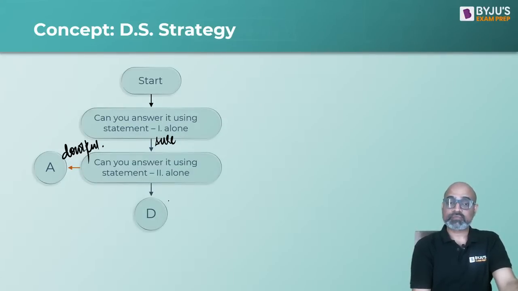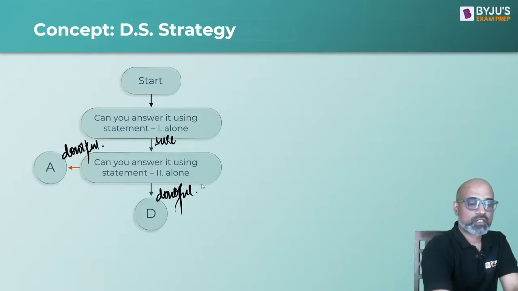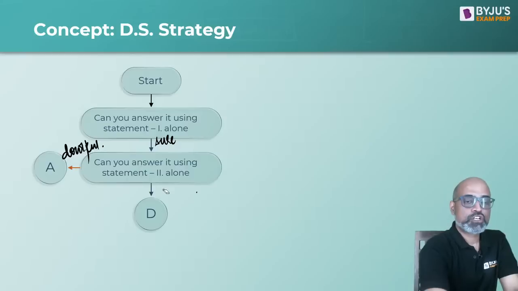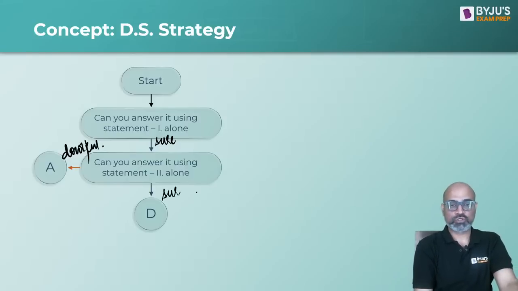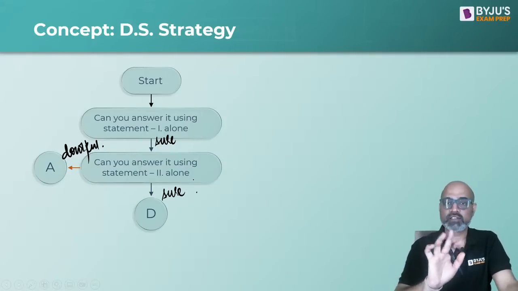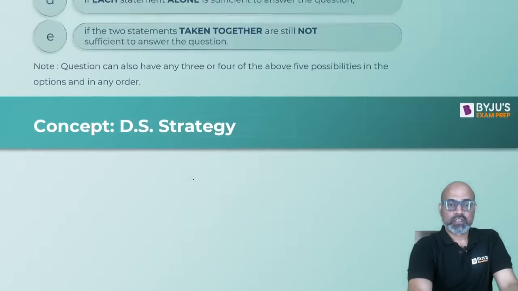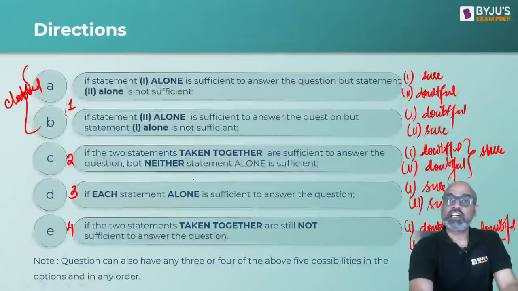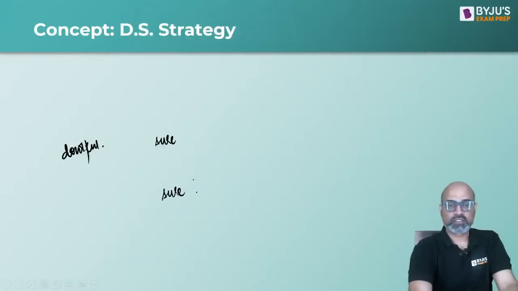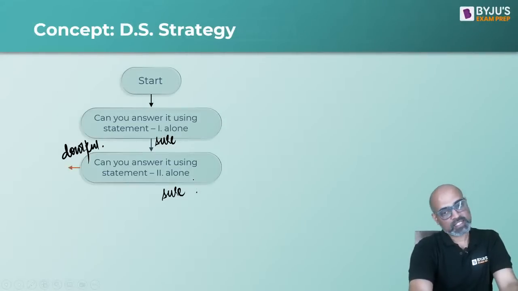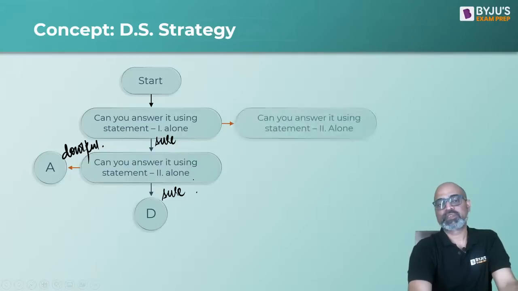Next, if you're still doubtful, even if you have clubbed them, then it goes to, sorry, doubtful is already done. If you are sure from that also, you will go ahead and mark D. D, if you remember, I'll go to the previous slide. D is if each alone is sufficient to answer, right? So first statement gives the answer, second also gives the answer, and then you mark D.